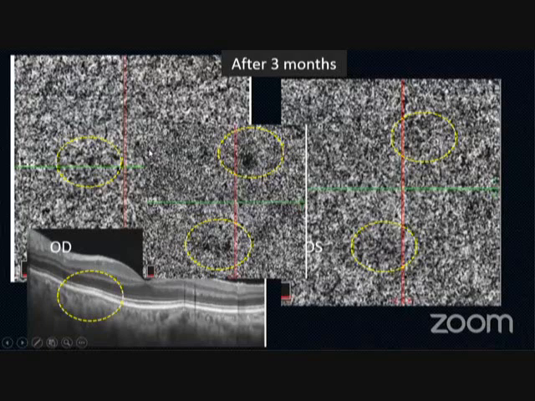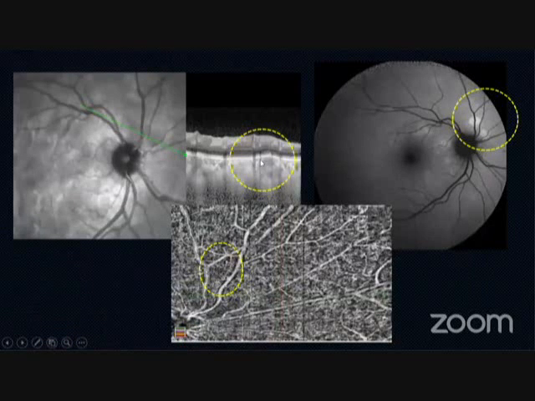The supranasal lesion to the disc actually showed involvement of the choriocapillaris, disruption of the outer layers overlying it, and also it showed some areas of flow void by OCT angiography.